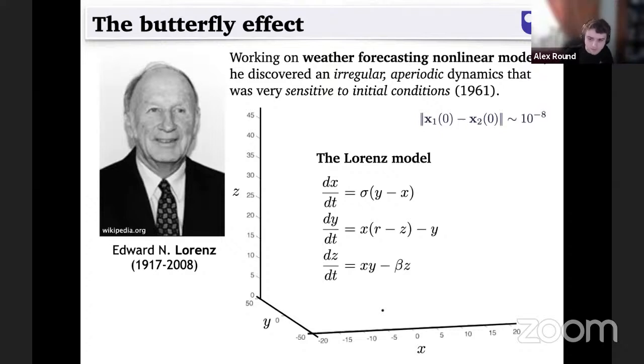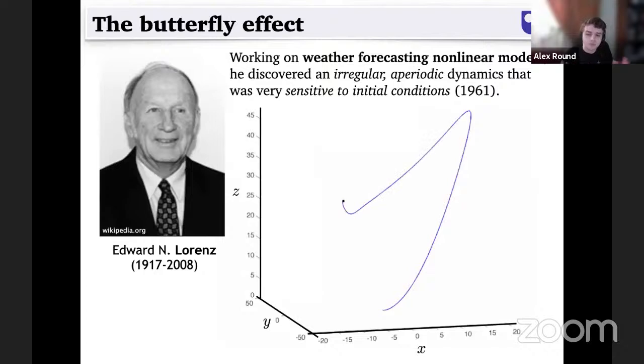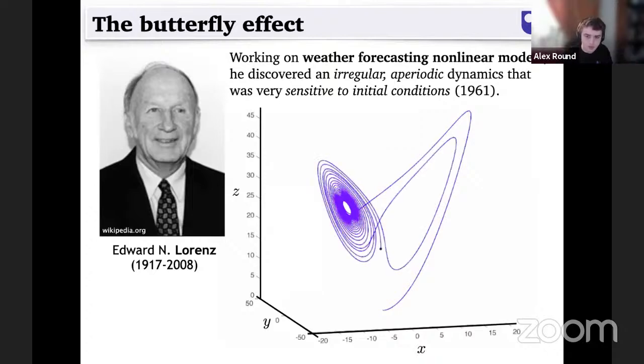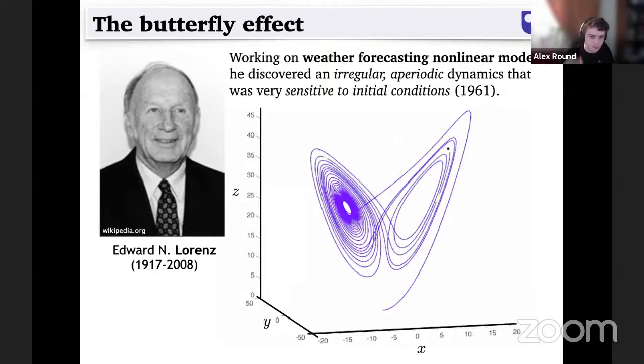numerical simulation. This simulation is of two particles, where one's initial condition is different from the other by 10 to the minus 8, so a very, very small difference. And this system will show a massive change in behavior due to this small change in initial conditions. You won't see it just yet because of how small the difference is, but soon you will see the emergence of a different behavior.